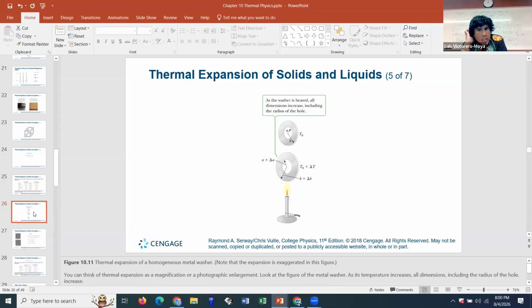So you have here, right, a washer, which has an inner and outer radius, right? If you heat them, every dimension increases. The inner radius and the outer radius increase. So the area will increase. Okay?